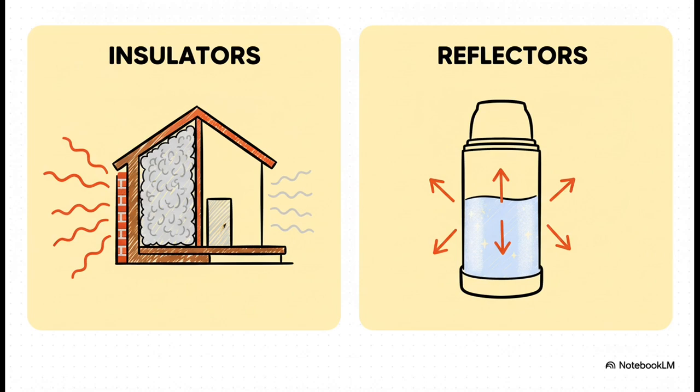And second, we use reflectors. Think of the shiny inside of a thermos or those emergency space blankets. They literally bounce heat radiation away. It's all just clever ways of messing with those 3 highways of heat we talked about.